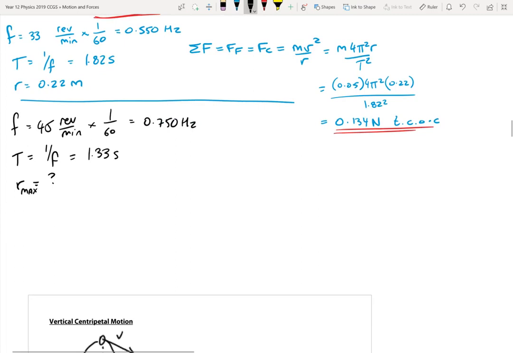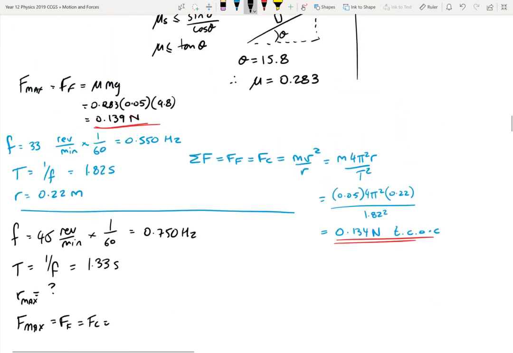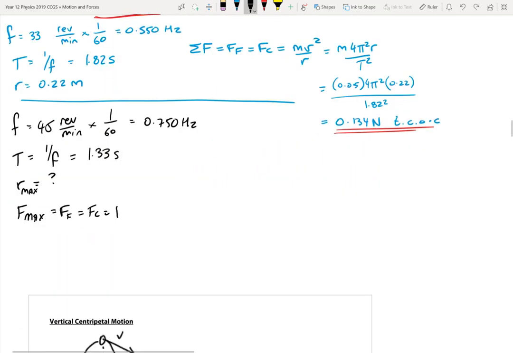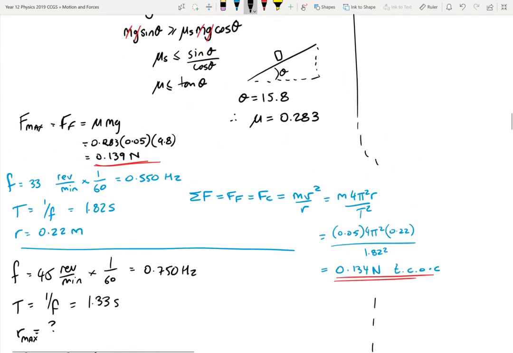what's the maximum distance I could place this such that F max is equal to F friction, which we said was F centripetal, which we said was this guy up here, 0.139. So we're going to set our centripetal to 0.139, and we're going to ask, where must I place... Oh no, I went off the page. That's bad. Oh well.